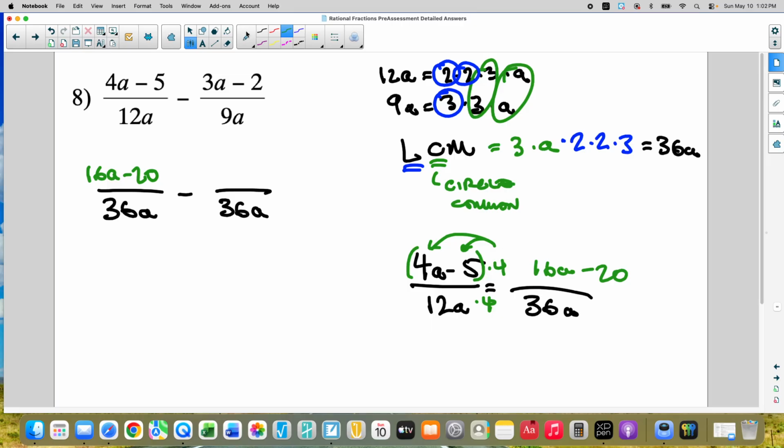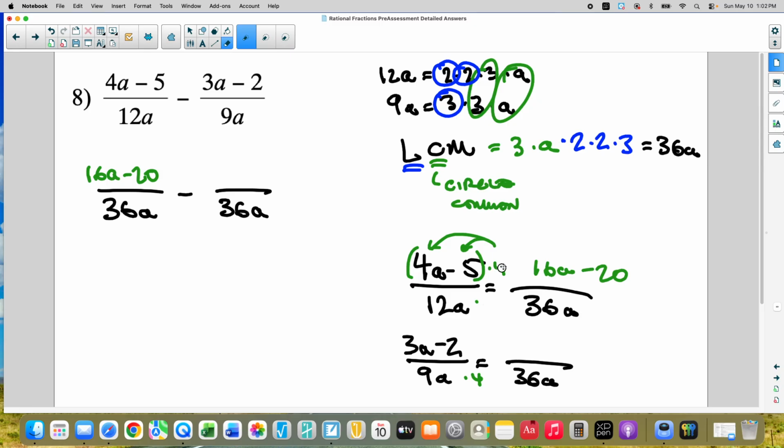And now we're converting 3a minus 2 over 9a into 36a's. And what do we multiply 9a by to get 36a? Times... No, that's not correct. Times 4. 12 times 4 is 36. Yep. How many people caught that? Did you catch that? Did you really catch it when I was doing it?